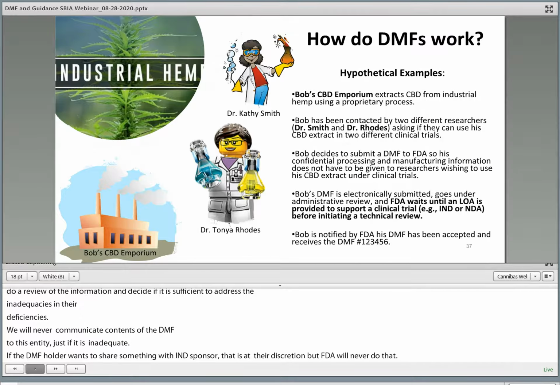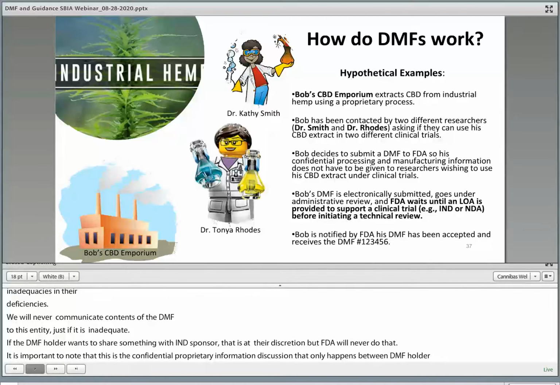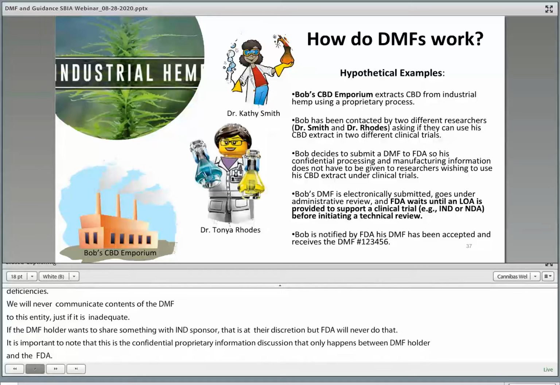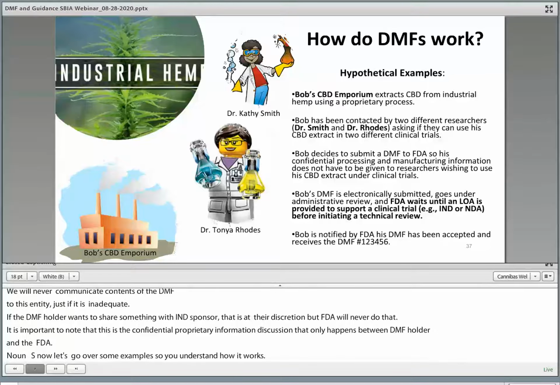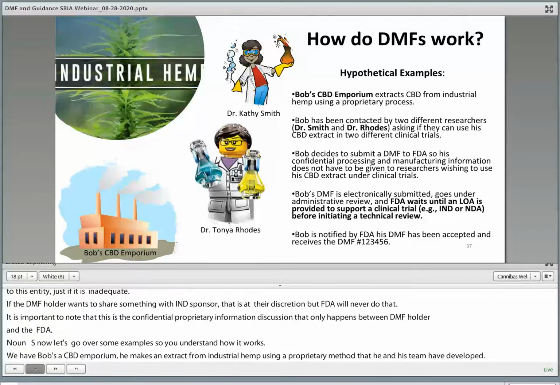Now, let's go over just 2 quick examples so you guys understand how DMFs work. So we have Bob's CBD Emporium. Bob makes an extract of CBD from industrial hemp using a proprietary method that he and his team have developed. Bob's been contacted by 2 different researchers, Dr. Kathy Smith up at the top and Dr. Tanya Rhodes down at the bottom, and they would like to use the CBD extract in 2 different clinical trials.